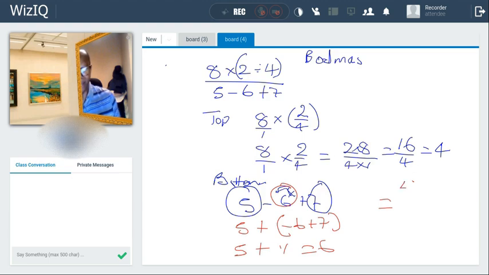So then you're going to have 4 at the top divided by 6 at the bottom. And then you find the number that divides both 4 and 6 without a remainder. That is going to be 2. 2 into 4 is 2. 2 into 6 is 3. And the final answer is going to be 2/3.